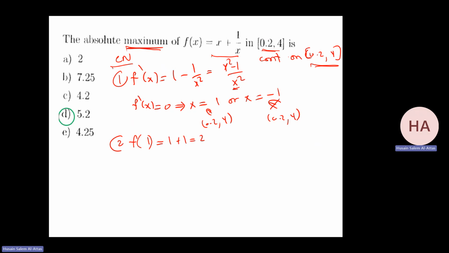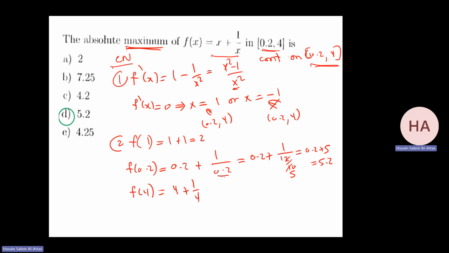Okay. Then I check F at 0.2. That will be 0.2 plus 1 over 0.2, which is 0.2 plus, this is 2 over 10, 1 over 2 over 10, which is 1 over 5. So that is 5. 0.2 plus 5, which is 5.2. Okay. F at 4. That will be 4 plus 1 over 4.